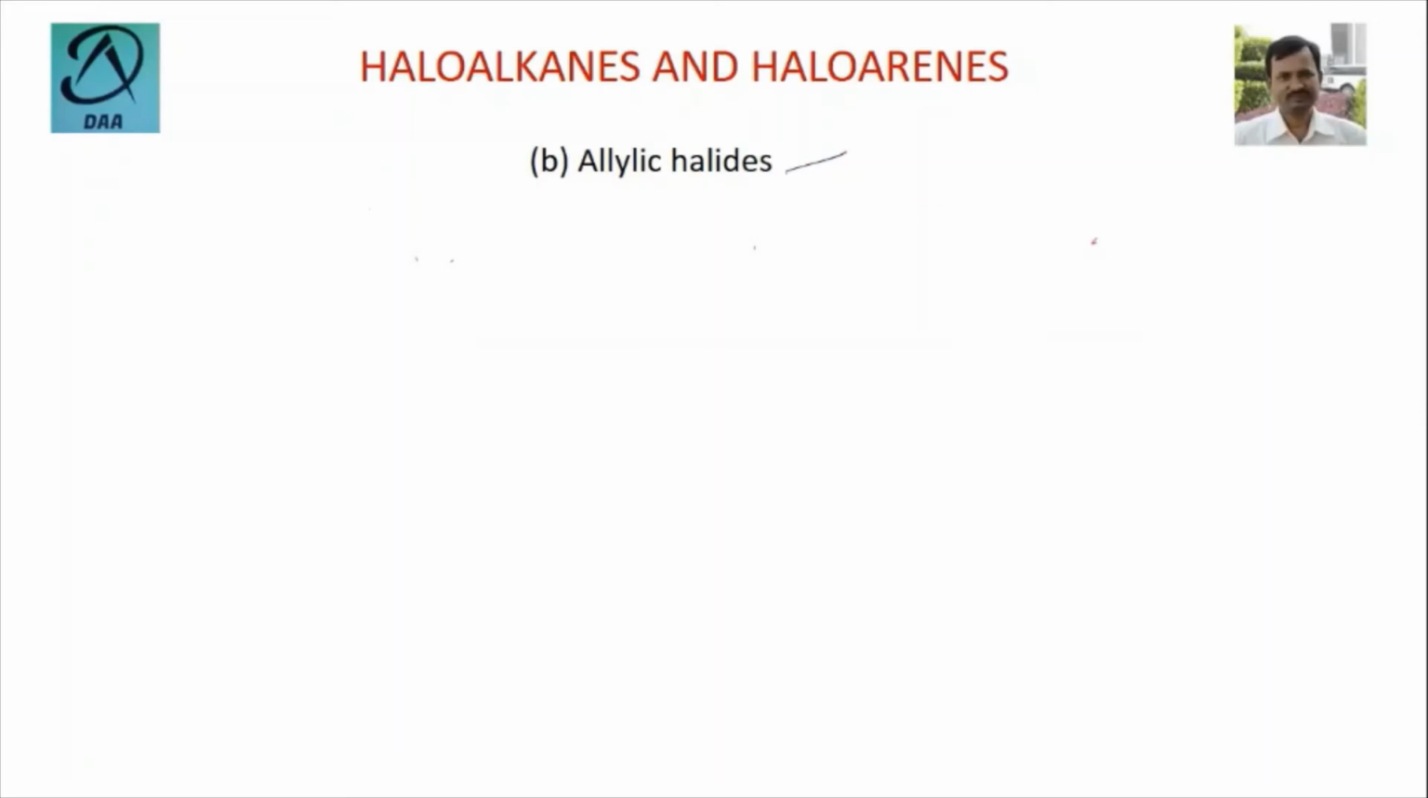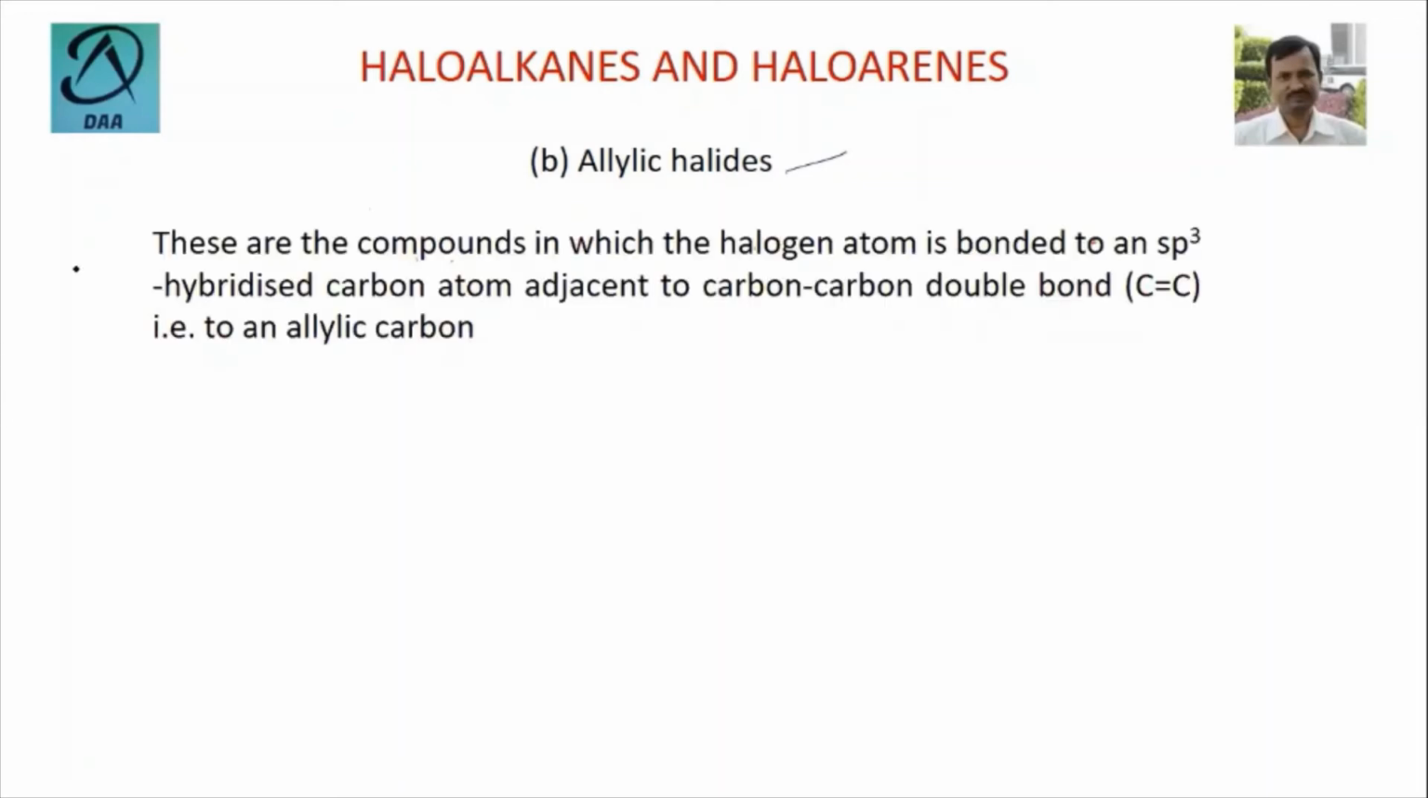Now we will go for the allylic halides. What are these? These are the compounds in which the halogen atom is bonded to an sp3 hybridized carbon which is adjacent to the carbon-carbon double bond, that is, to an allylic carbon. That means with the allylic carbon, one sp3 hybridized carbon is attached and with which one halogen atom is attached. In this case, it is the allylic halides.